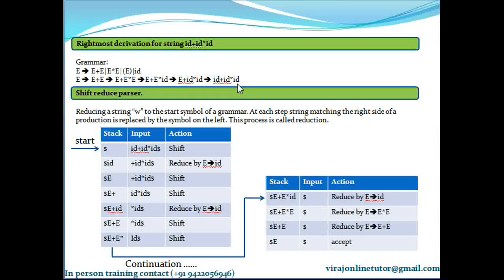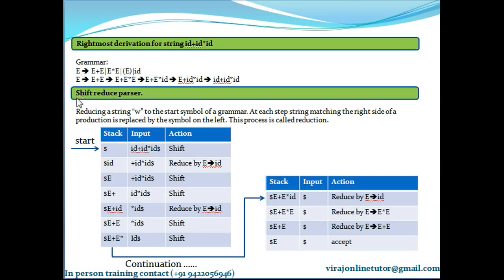Now let's write the rightmost derivation of that first. I start with the starting symbol and replace E with E plus E. Rightmost derivation means the rightmost non-terminal I have to substitute, right? So this rightmost E I am substituting with E multiplied by E. This E I am substituting with id. Now the rightmost non-terminal is this E, and I am replacing it with id. Now the rightmost non-terminal is this E, I am replacing it with id. So with rightmost derivation I was able to derive this input from the starting symbol, right?